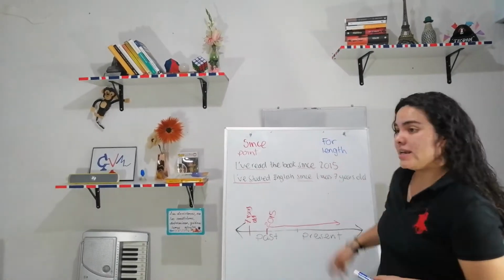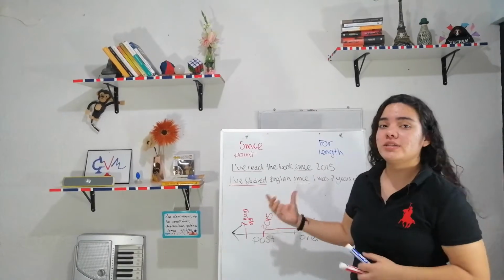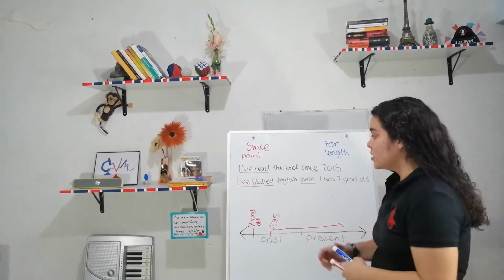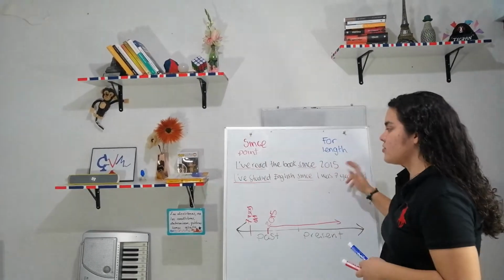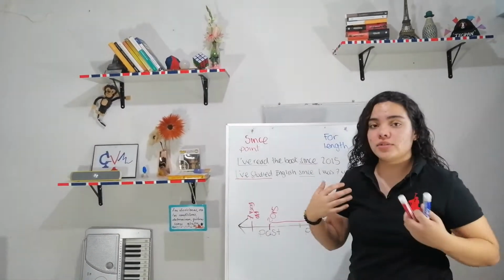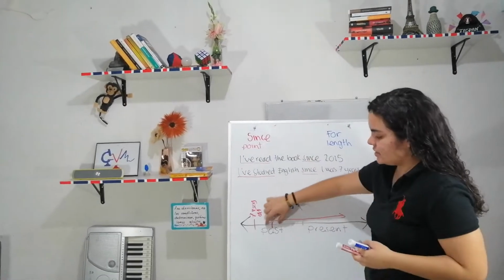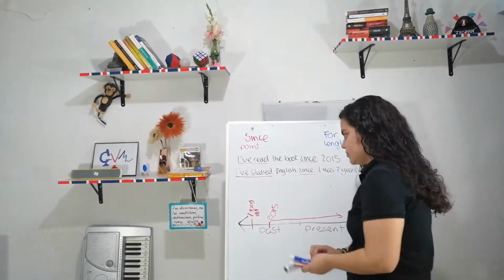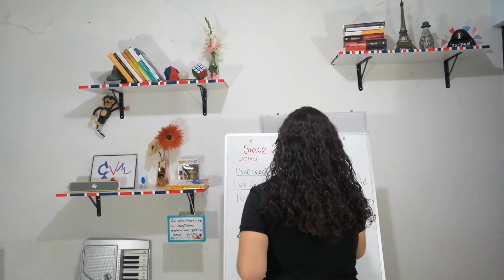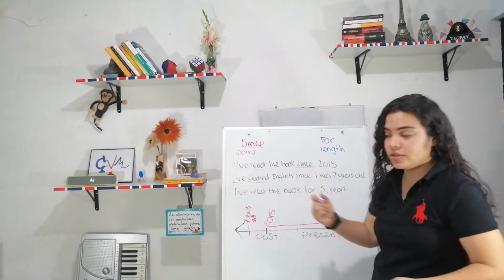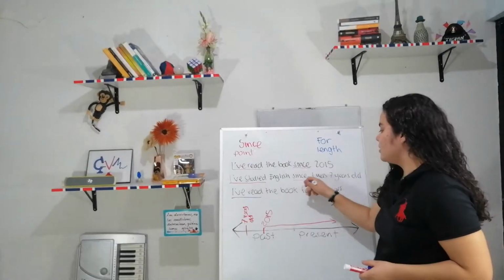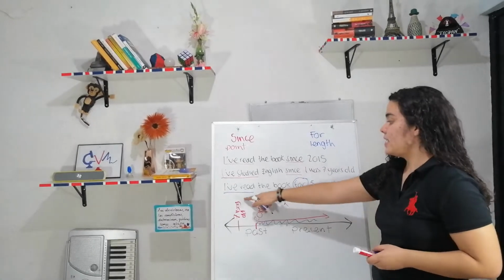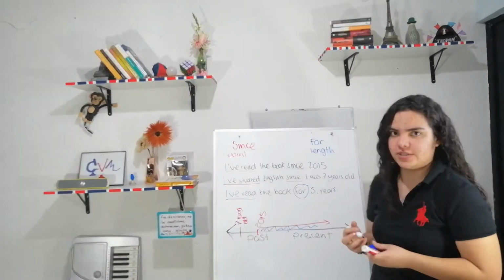The use of for is to talk about length. So we need to know how much time, for the period of time, for how long. So in this case, I have read the book since 2015, and I am talking about the length of time instead of since when it started, so I can say I have read the book for 5 years. So in this case, I'm using present perfect, but I'm talking about the length of time. I'm saying it's been 5 years, so I say I have read the book for 5 years.